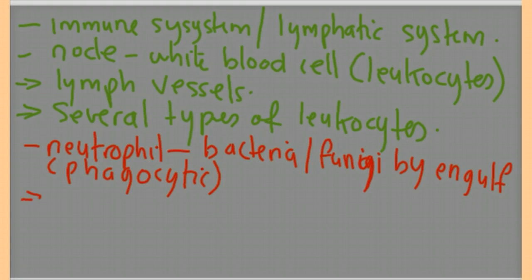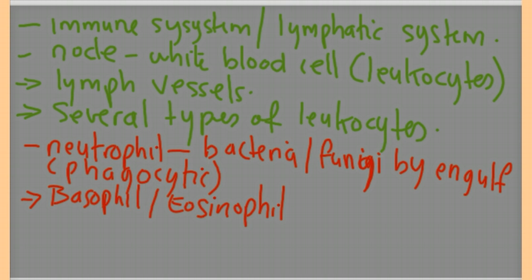Then the second type of white blood cell that we talked about is the basophil or the eosinophil. And what they do is that they fight off bacteria and parasites, and they do this by releasing a chemical. Example, histamine.